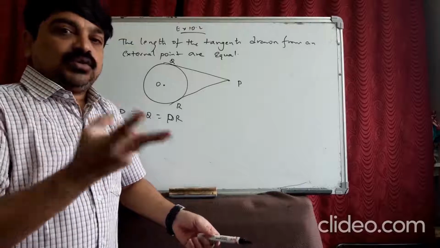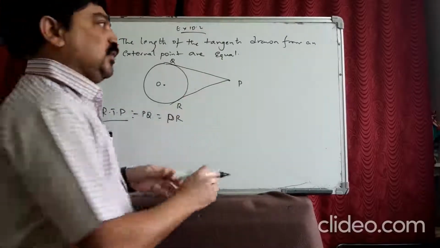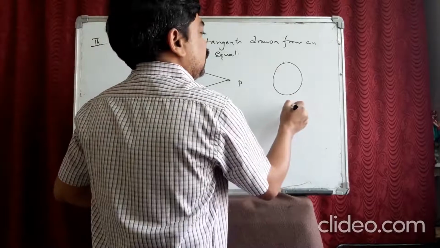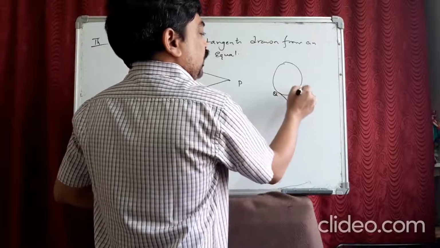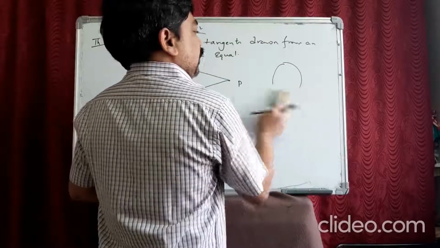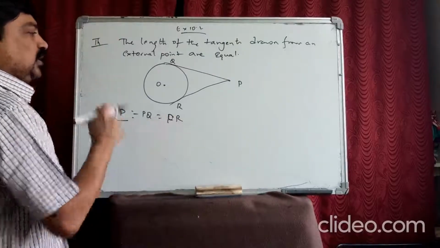Because you can draw only two tangents, and those two tangents' lengths are equal. Anywhere, if you draw a tangent from here also, like this, these two lengths should be equal. PQ should be equal to PR. From anywhere outside the circle, if you draw them, I'll prove this.